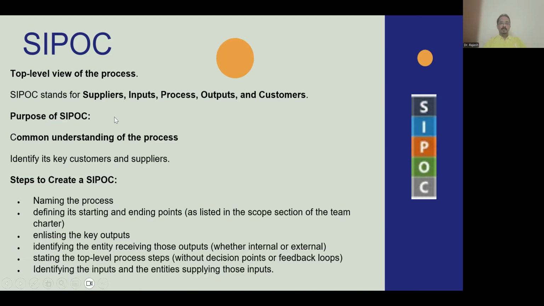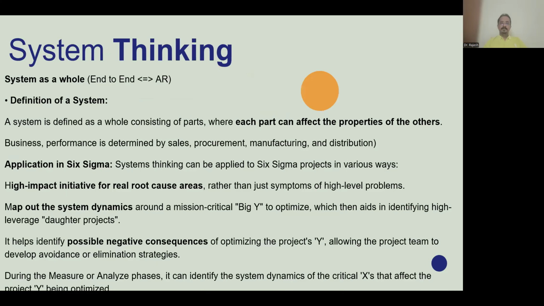Right. And the purpose of the SIPOC is very clear: where I'm getting it, what is my process, what is my output, and because of this output, who's benefited or affected. So that is called your SIPOC process.